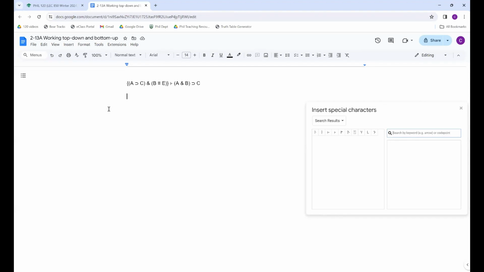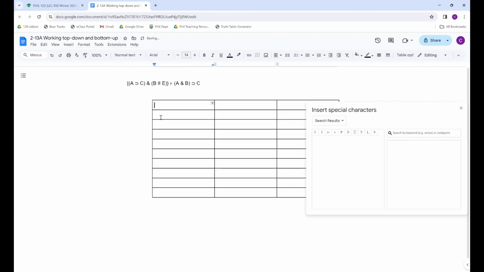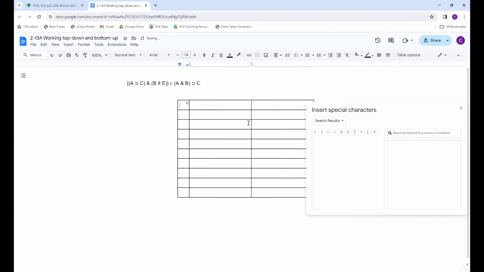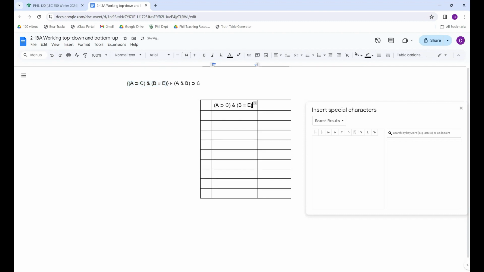So we're going to start by setting up our table. We're going to need 3 columns, and we're just going to make it nice and big. We don't know how big of a table we're going to need for this, so we're just going to take a nice big table. Now we'll start by copying in our assumption here at the top. We label that assumption. That's our line 1. We will have a scope line here, but we're going to put that in at the end.